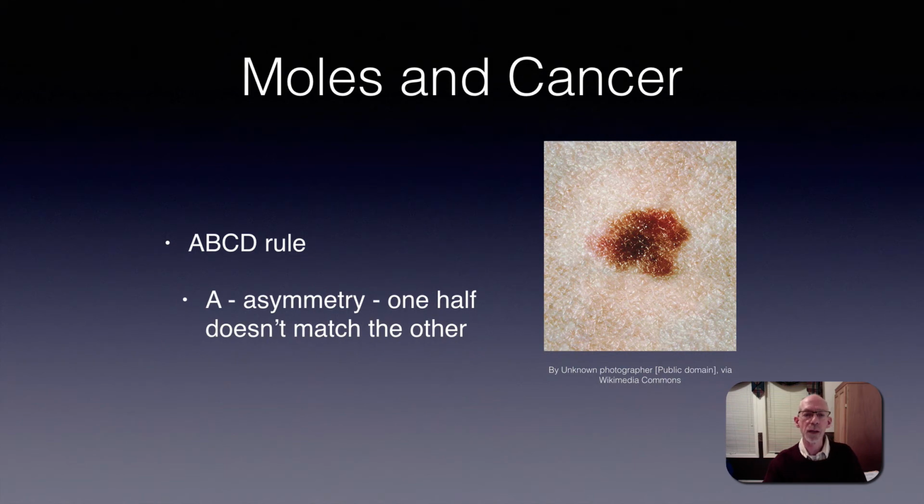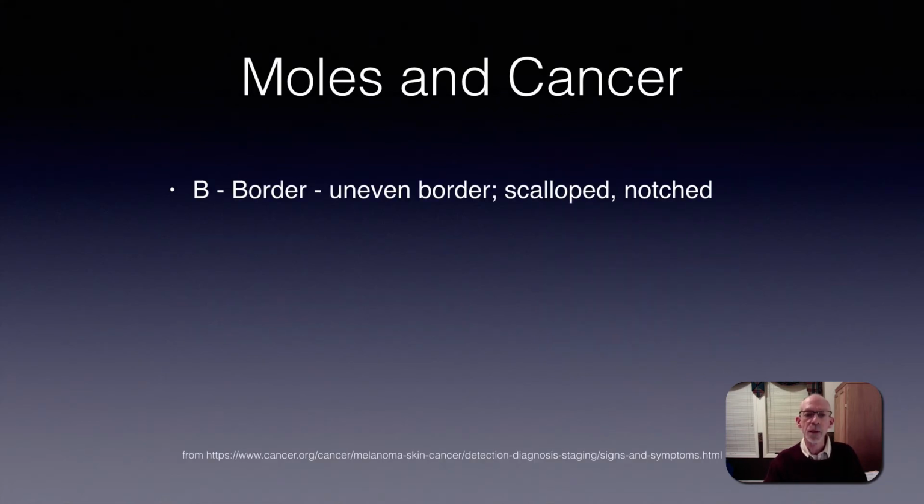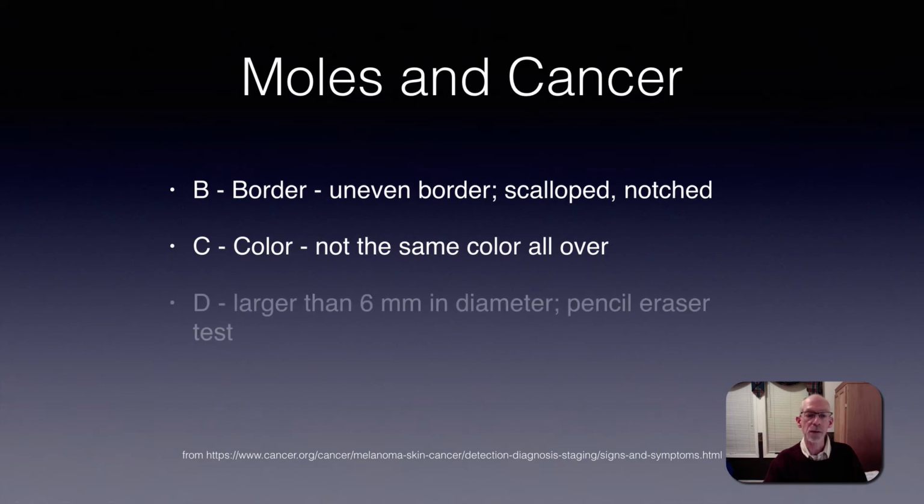Let's talk about moles and cancer a little bit. If you want to try to determine if a mole is cancerous, you need to follow the ABCD rule. Let's look at each of these letters. A stands for asymmetry. In other words, one half of the mole doesn't match the other half. B stands for border. If it has an uneven border, in other words, it might be scalloped or notched, it could be cancerous. C stands for color. It's not the same color all over. This is another sign of a mole being cancerous.